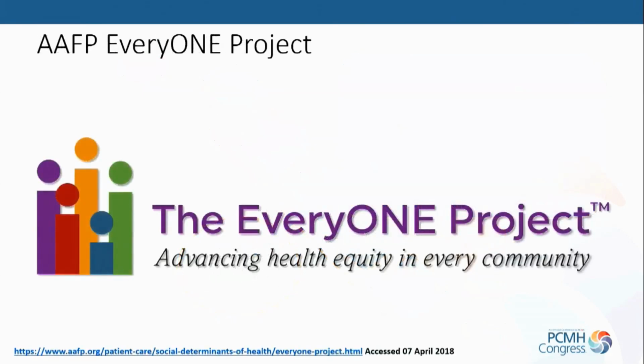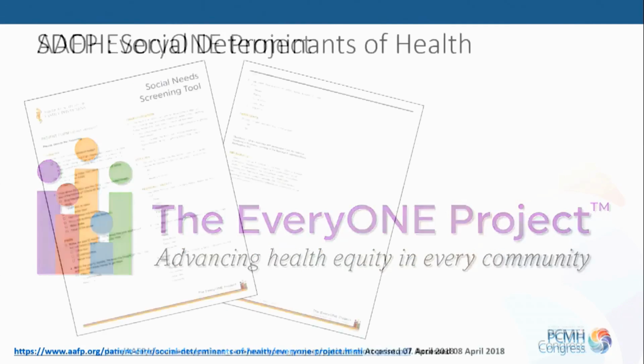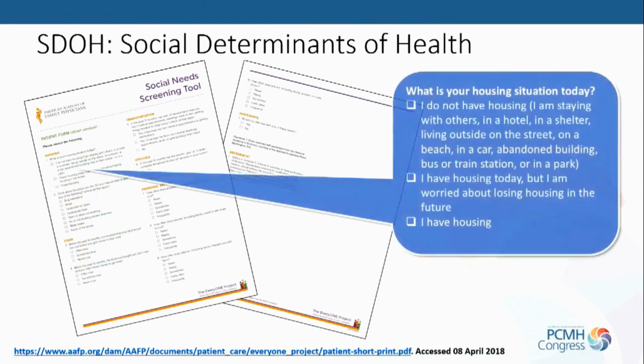I mentioned the social determinants of health. The American Academy of Family Physicians has a great tool around screening for social determinants of health called the Everyone Project. This is free for everybody. Google Everyone Project. It's a series of screening tools that you can use to screen your patients for social determinants of health. So things like, what's your housing situation? Yeah, I have housing. Or no.